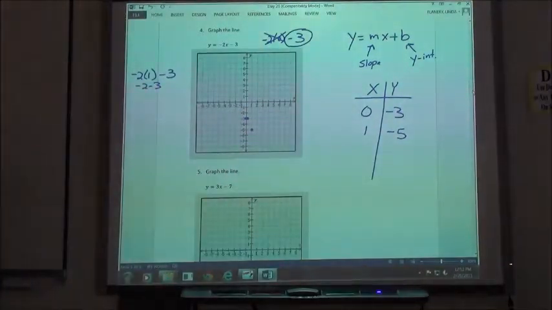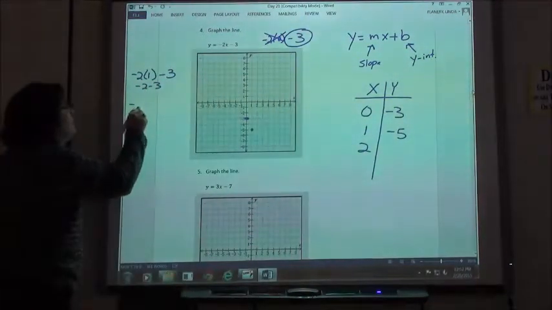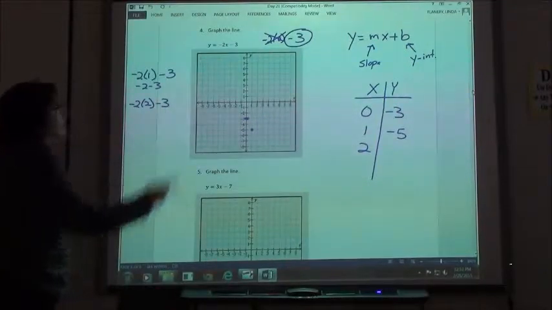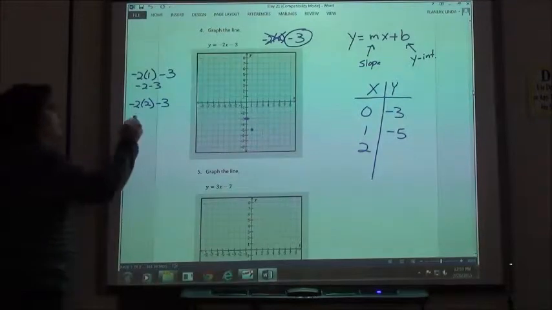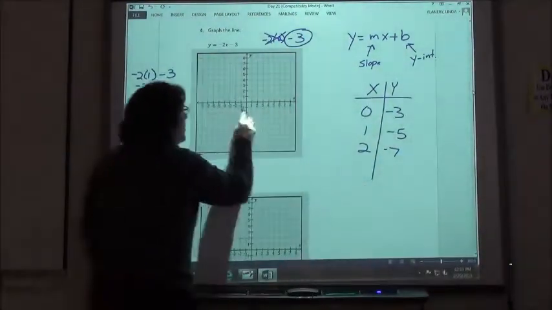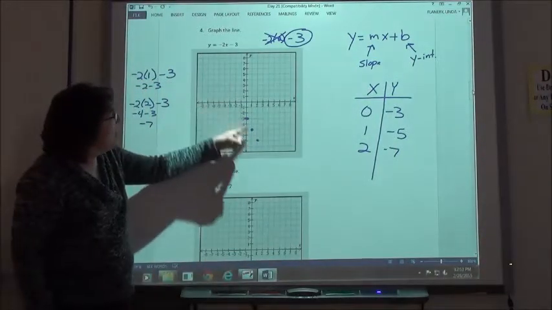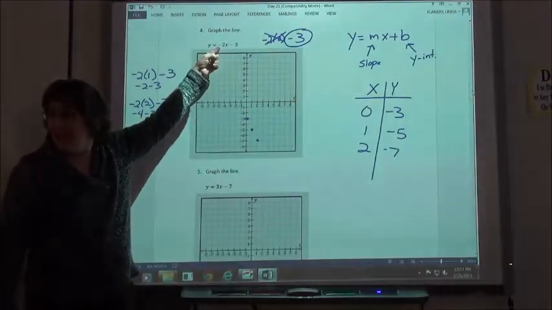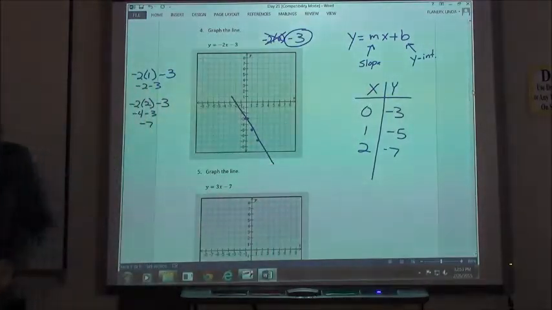And just to make sure my line's going straight, I'm going to pick another number. Pick another number to put in for x. 2. So I'm going to take negative 2 times 2 minus 3. And if I solve that, I'm going to get negative 7. Negative 4 minus 3 is negative 7. So I'm going to go over 2, down 7. When I connect my dots, because my slope was negative, I'm going to go downhill as I go from left to right, which I do.